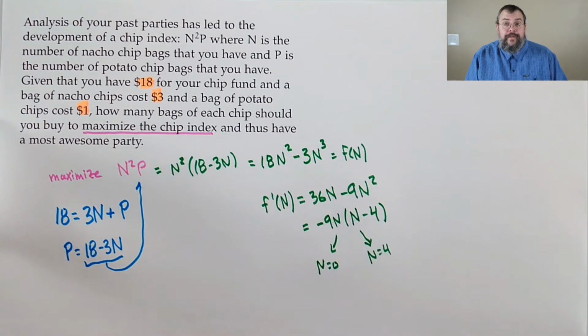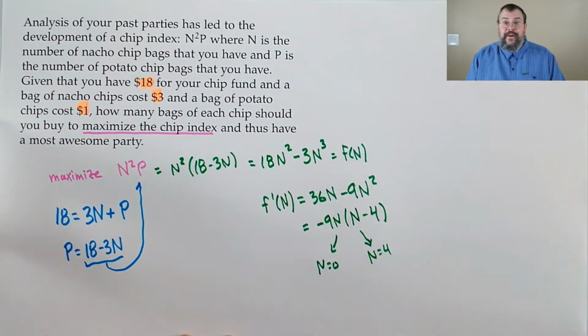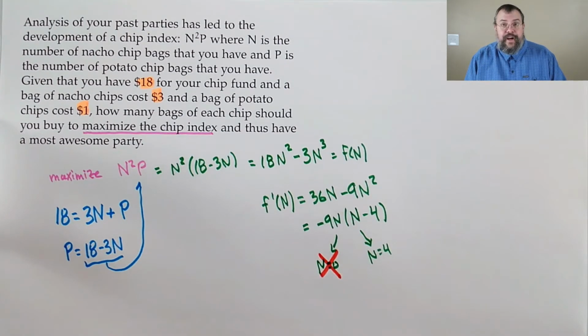Now, one of these is probably not the right answer. Now, which one can we rule out? And, well, I think you know where we're going. A party without nachos? Are you kidding me? Yeah, that'd be a terrible party. See, if we had n equals 0, what would our chip index be? It'd be 0. Terrible, terrible. So yeah, we have to have some nachos at our party. Okay, so we can rule out n equals 0, which means we're down to n equals 4.